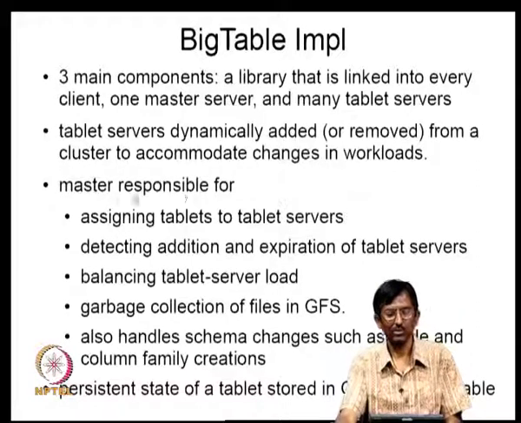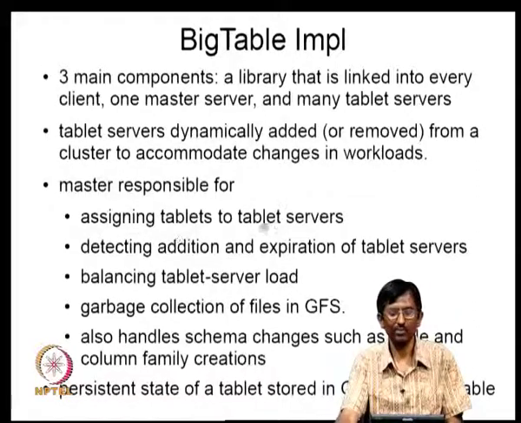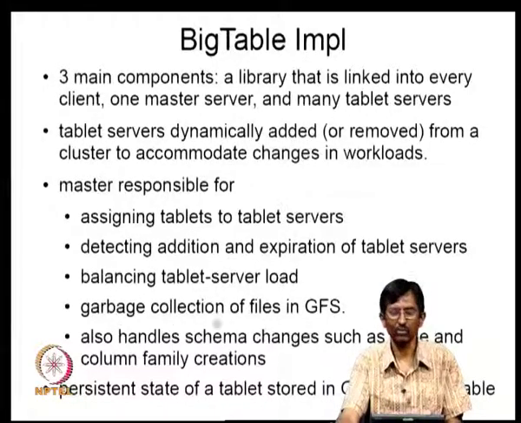Again, you have a master which does assigning of tablets to tablet servers, and detecting which tablet servers are available and which are no longer working. You need to do some balancing, and then you also need to do some garbage collection of files in the GFS. It turns out that the GFS and Big Table together work similar to what is called a log structured file system. You keep some information, and then some older information becomes stale, which has to be deleted. So, that garbage collection is an important part of the system, and the Big Table actually manages the garbage collection of files in GFS.